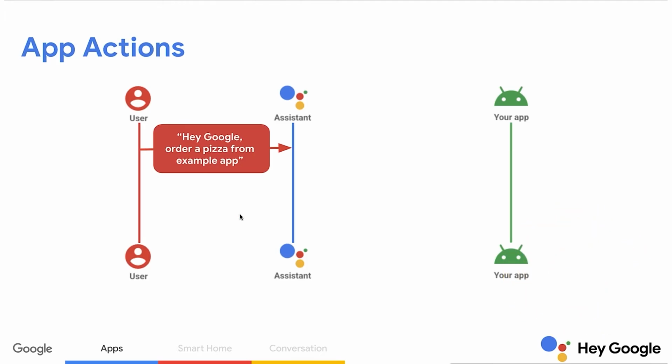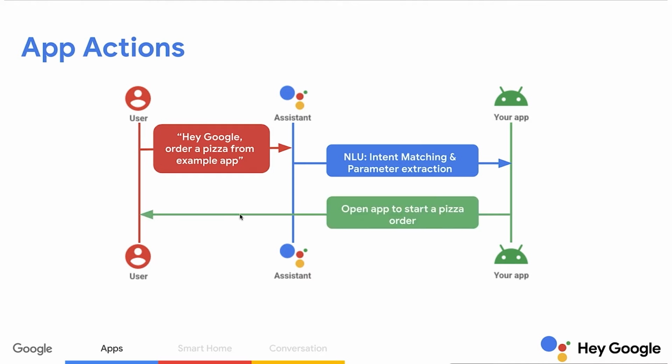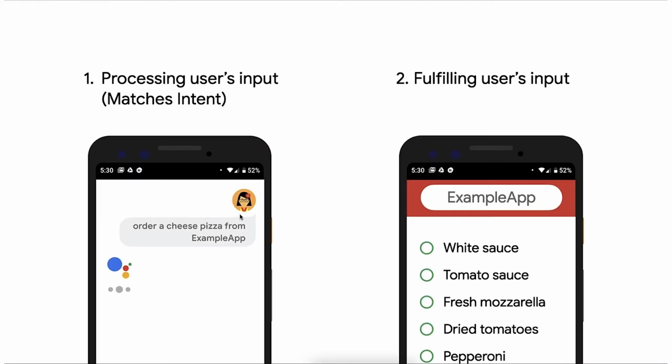When the user says, "Order a pizza from example app," Google Assistant will process the user's input using natural language understanding, or NLU for short. Assistant will do intent matching and pull parameters supported by that intent from the user's input. Then the app is triggered with this data and opens the section to start the pizza order. You can think of this process as having two parts. The first part is processing and understanding what the user wants and matching that intent. And then the second part is fulfilling the user's request, being able to provide what the user wants.